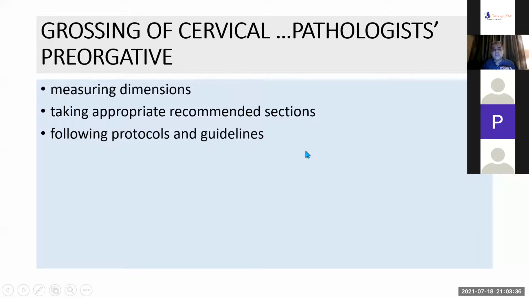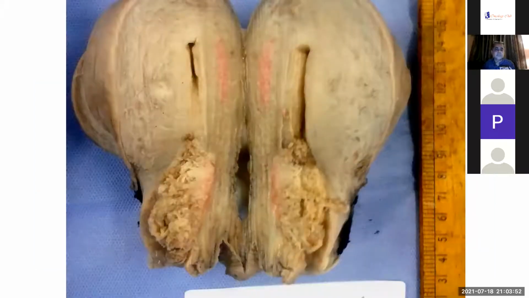You have to take adequate sections at grossing so that you include the greatest depth of invasion, the tumor size, the distance, the margins. All those things are part of protocols and guidelines, which are readily available in various guidelines like the CAP guidelines, the ICCR data sets. I'll show you some pictures.